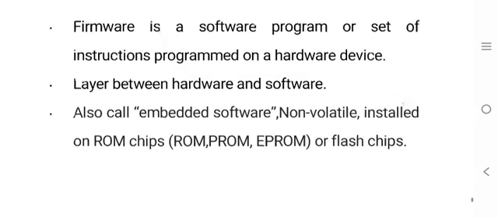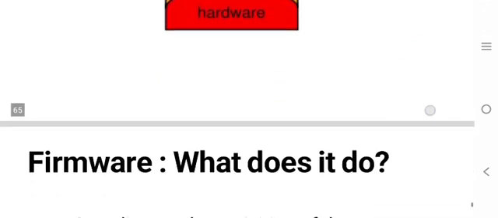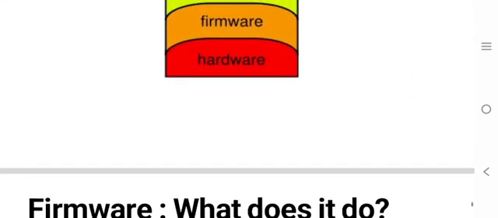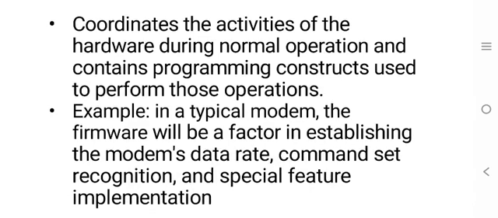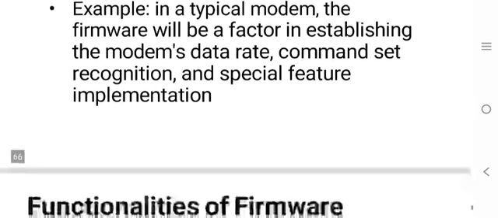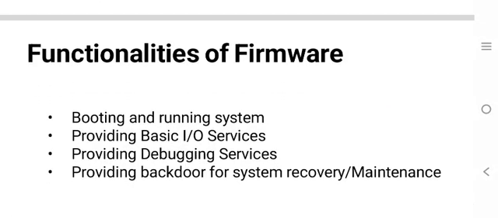For example, when you switch on your computer, the BIOS firmware initializes the hardware and loads the operating system. So the firmware coordinates the hardware activity and ensures smooth communication between the hardware and the high level software.